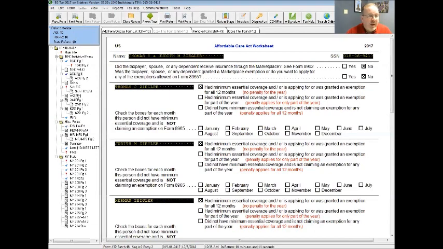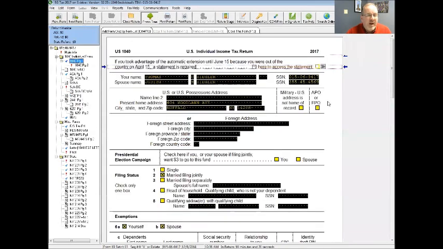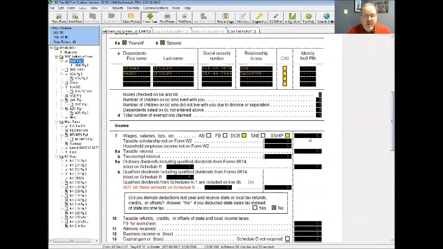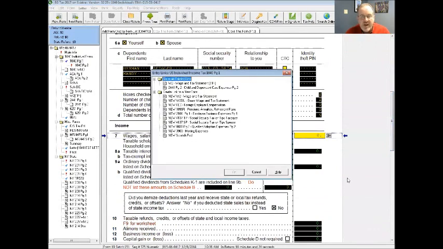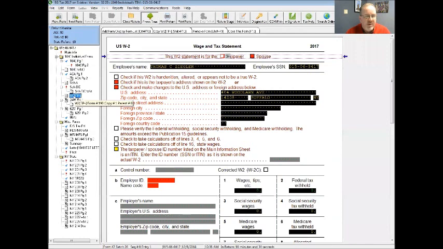Right now, again, I look on my tree on the left, there's a W-2. I can get it from add a form. I can also get it by going to my 1040, going to that box where the income and wages, hitting F9, and you see all the options of all the different forms that I can use. Okay? So in this case, we're going to go back to our W-2.